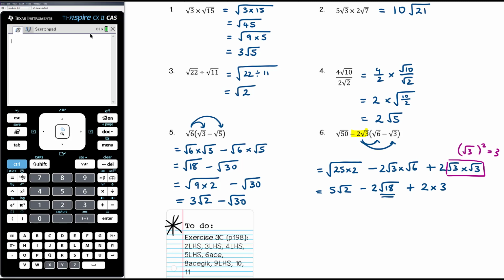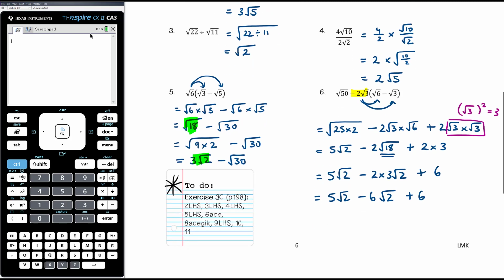Alright, root 18 is not in simplest form, so we've got 5 root 2 minus, we simplified root 18 over here, root 18 turned out to be 3 root 2, so let's just go straight to that. So that's 2 times 3 root 2, and we've got 2 times 3, which is 6. So we've got 5 root 2 minus 6 root 2 plus 6, and so 5 root 2 take away 6 root 2 is negative root 2 plus 6. That's perfectly fine, but it just might be a bit neater to write the answer as 6 minus root 2. They're not like terms, they cannot be collected together. The answer is 6 minus root 2.